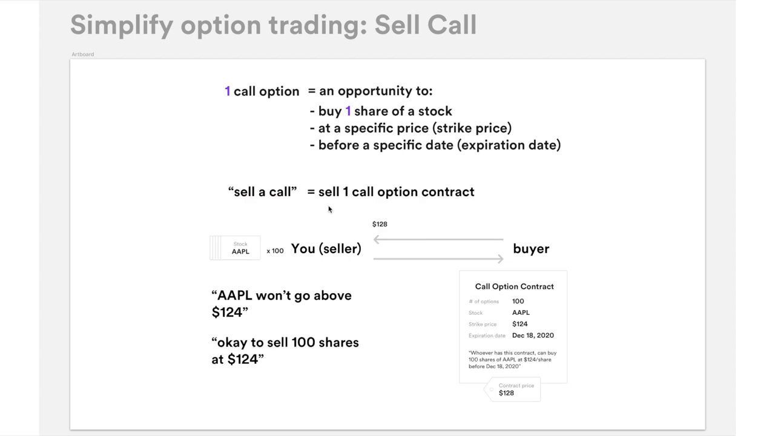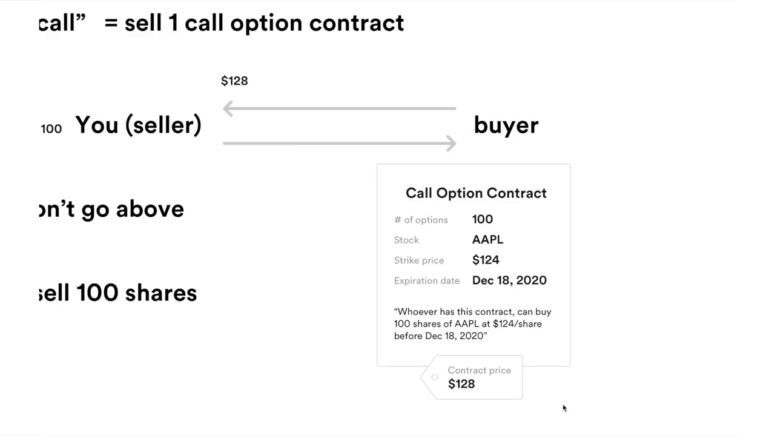Sell a call, it means selling a call option contract. You are selling a contract. And this is what a contract looks like. It's the same as the contract if you were to buy one. It's just we are switching the position in this video. You are the seller, okay? You are selling this call option contract.